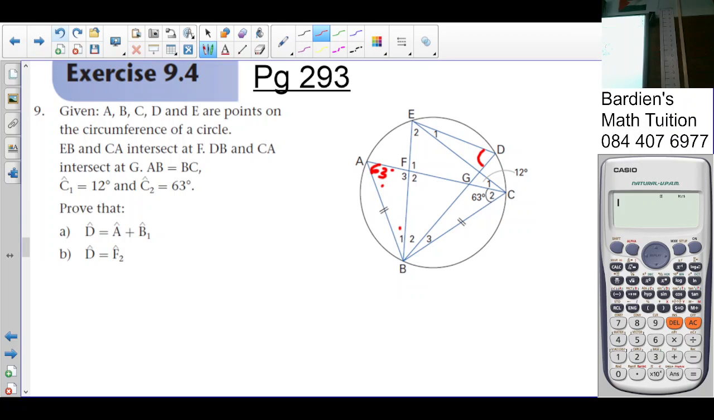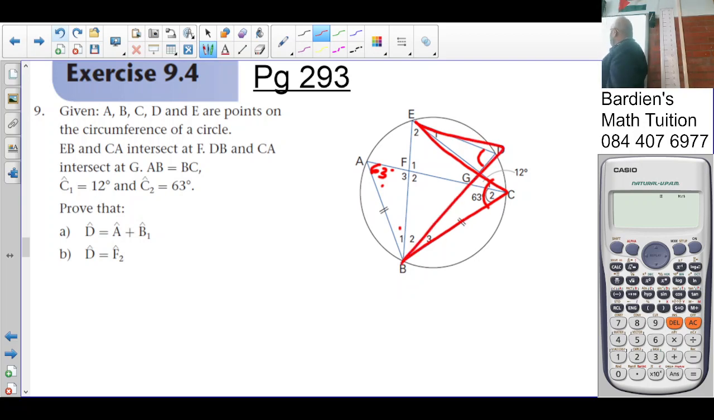So angle D, people, what's angle D also equal to? 75. Why is D 75? Angles in the same segment. So that is 75 degrees. So if I can prove that angle A plus angle B1 is 75, I've done the job. But angle A is 63, we know that already.